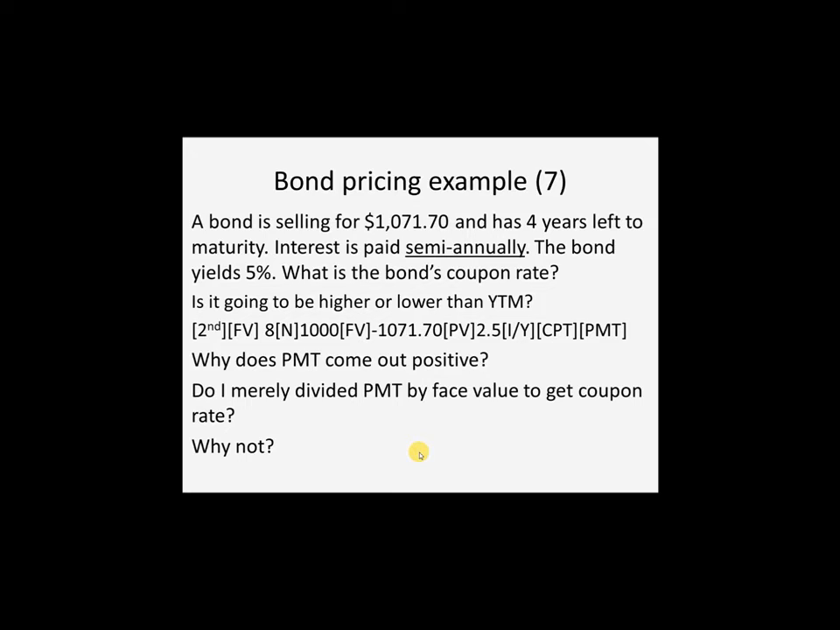Well, is it going to be higher or lower than the yield to maturity? This bond is a premium bond, which means the coupons are more than enough to satisfy investors' required return, which we know here is 5%. So we know that coupon rate is going to be greater than 5%. So if we come out with a coupon rate that's smaller than 5%, we'll know we did something wrong.